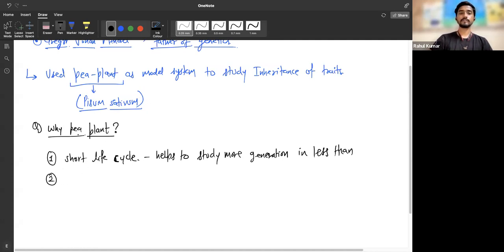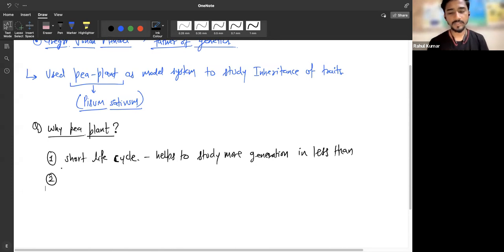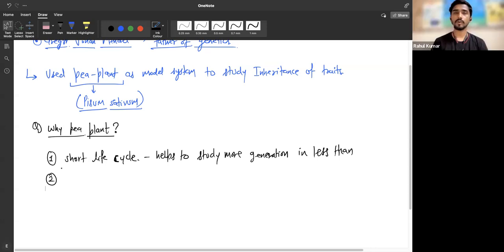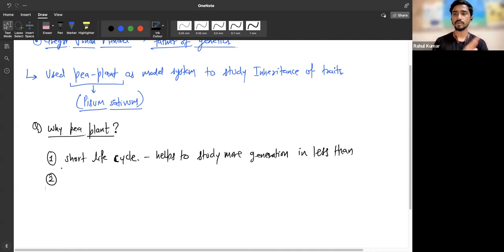What is the other benefit for choosing pea plant? Whenever you are, so just think logically. See, in biology, if you ever come to a point where you are not remembering the answer, just think logically. Pea plant, why did he choose pea plant? To study inheritance, right? Now, if you want to study inheritance of a trait, how a character will pass on to the next generation, you need next generation, yes? First thing, you need short life cycle so that you can study multiple generations. That thing is sorted, problem solved.